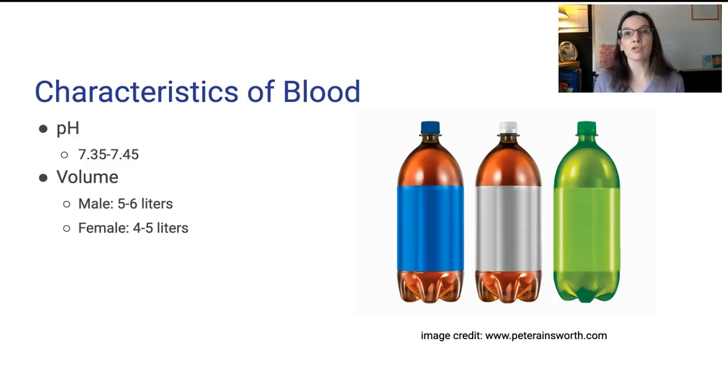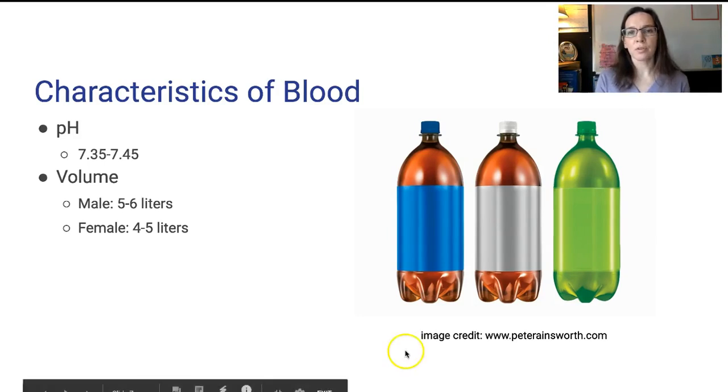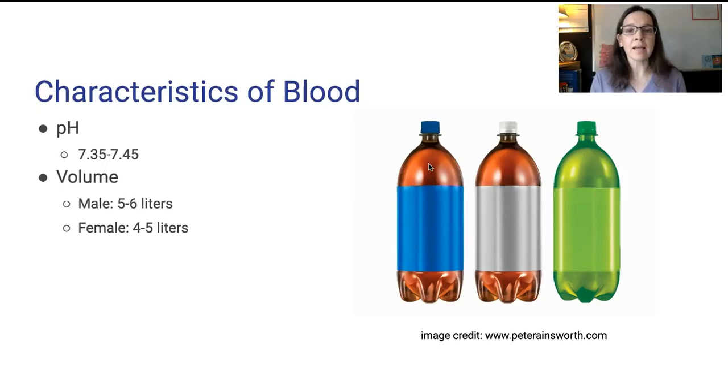Alrighty, how much blood do we have? Well, it's about 7% of your total body weight, but in volume, if we could measure it, it's anywhere from 4 to 6 liters of blood. And that's differences between males and females. Males usually have about 5 to 6 liters of blood, and females typically have about 4 to 5 liters of blood. And so here's a picture of three 2-liter bottles. If you had a 2-liter bottle of soda, then here's 2 liters and here's 4 liters. So a female would have about two 2-liter bottles of blood. Males could have another half to a whole other bottle in their body.